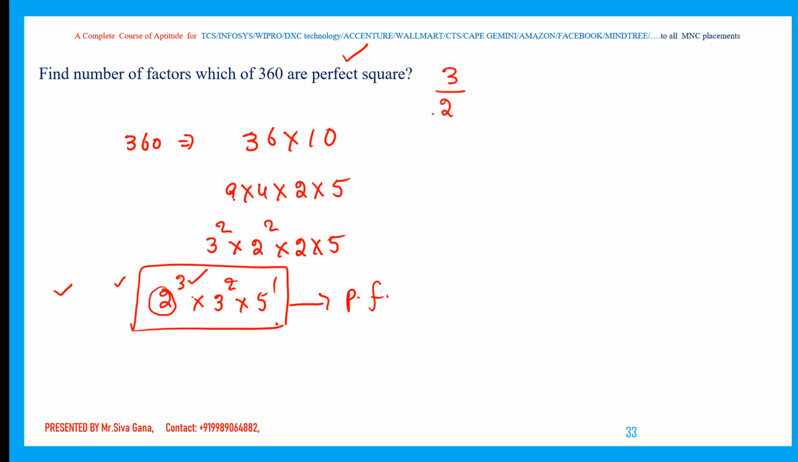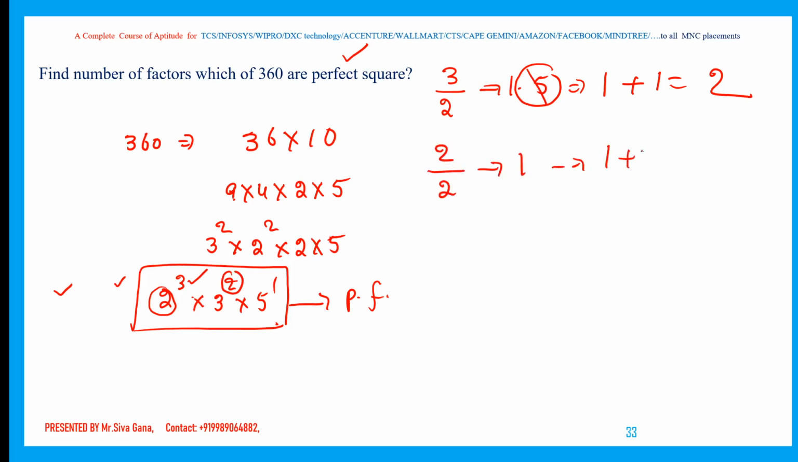For a perfect square, the powers must be divisible by 2, that is the reason why. Divide the power by 2, right? 3 by 2, you will get 1.5. Neglect the decimal part, the remaining is 1. For this add 1, you are going to get 2. Now the next power is 2. 2 divided by 2, you will get 1. For this integral part 1, add 1, which gives the result 2.